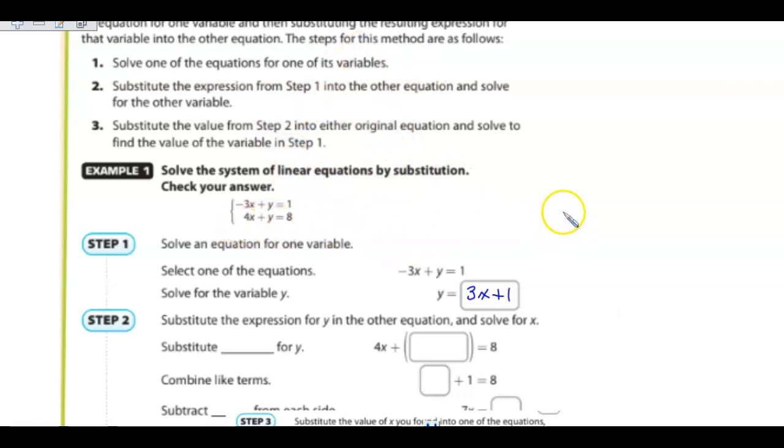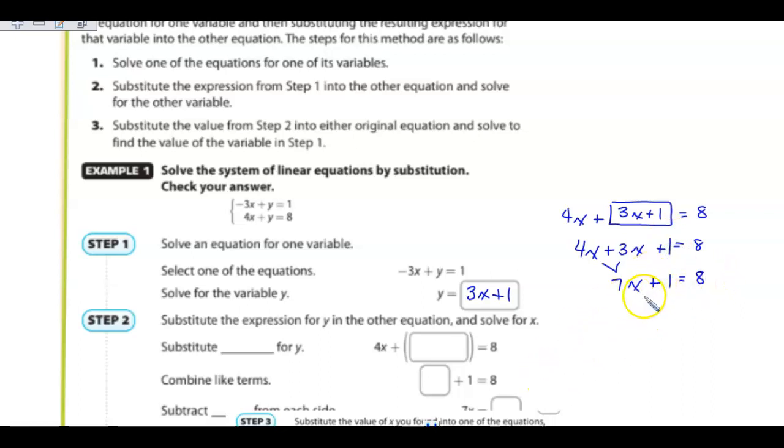So we have our 4x plus y equals 8. And the reason I put this big box for y is because I'm going to put this 3x plus 1 in that place, because we said that y equals 3x plus 1. I don't need the box, it was just there to show you. So I have 4x plus 3x plus 1 equals 8. Now I can combine my like terms, and I get 7x plus 1 equals 8.